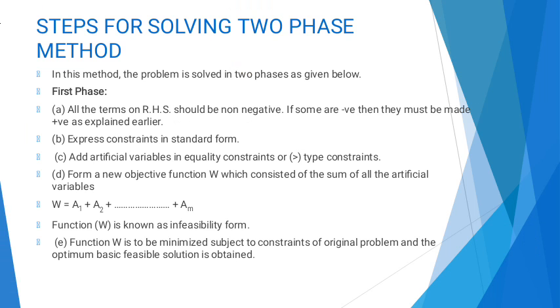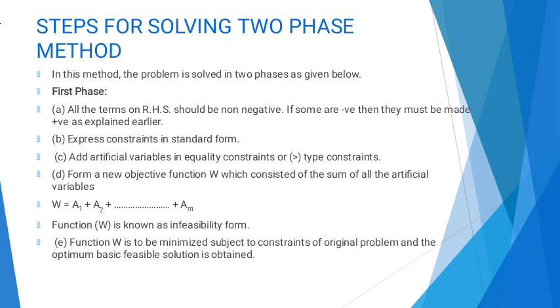These are the steps for solving the two-phase method. Basically, in two-phase method, the problem is divided into two phases. In first phase, we need to convert all the terms on RHS to be non-negative. If we find any value as negative, it should be made positive. Second step, we need to express all the constraints in the standard form of LPP.